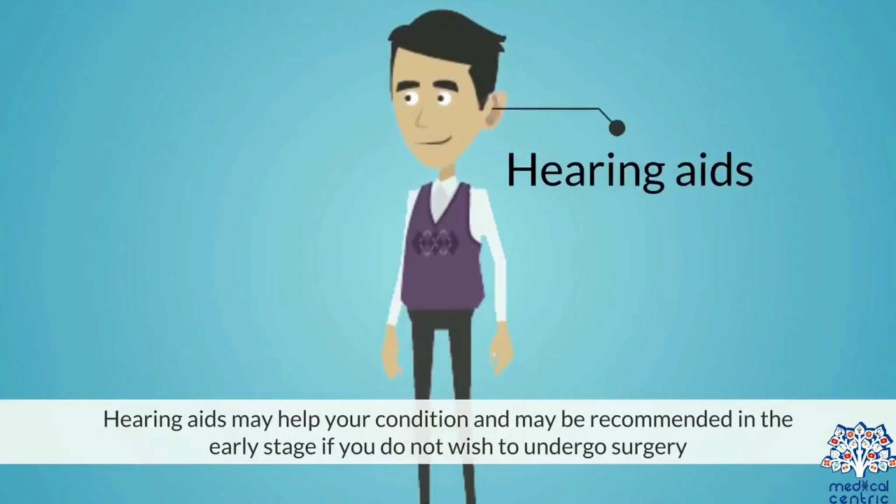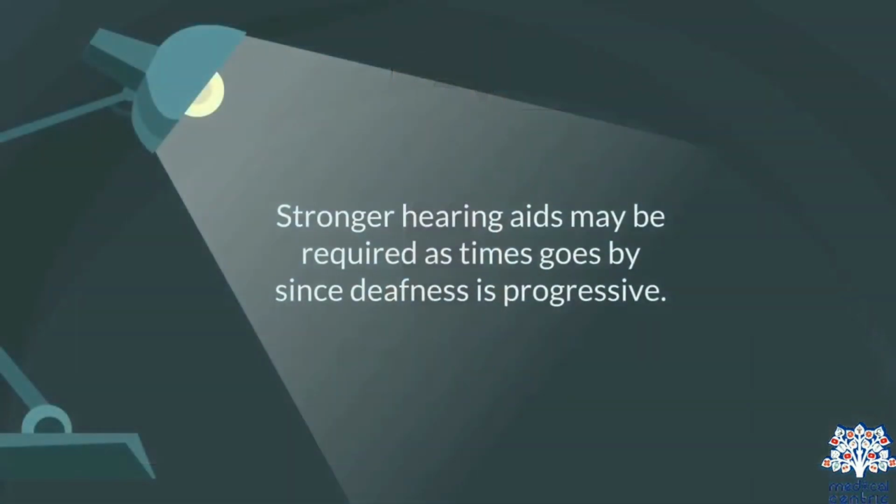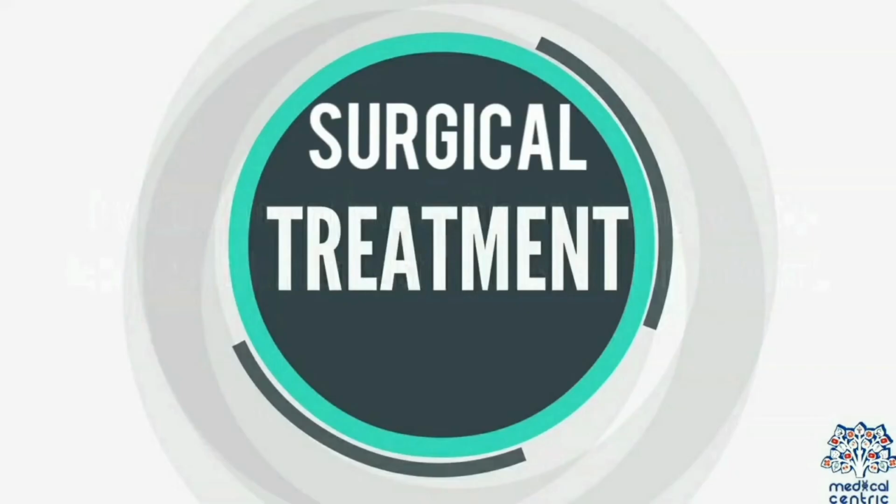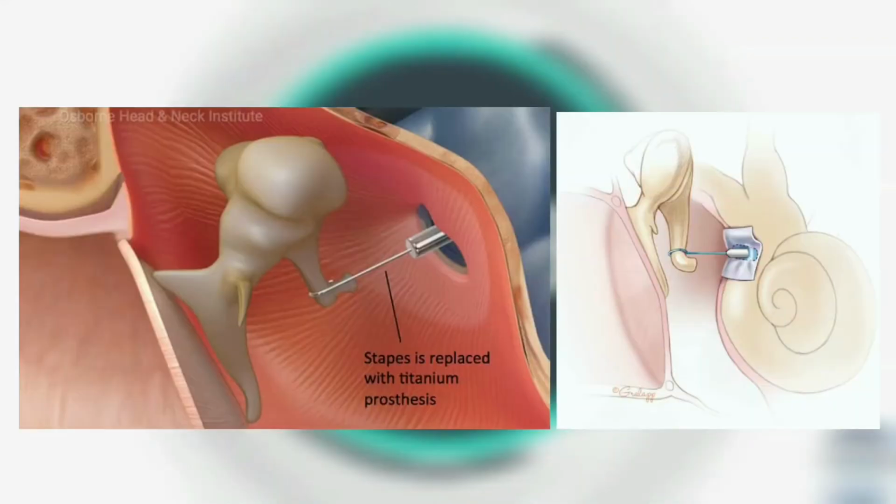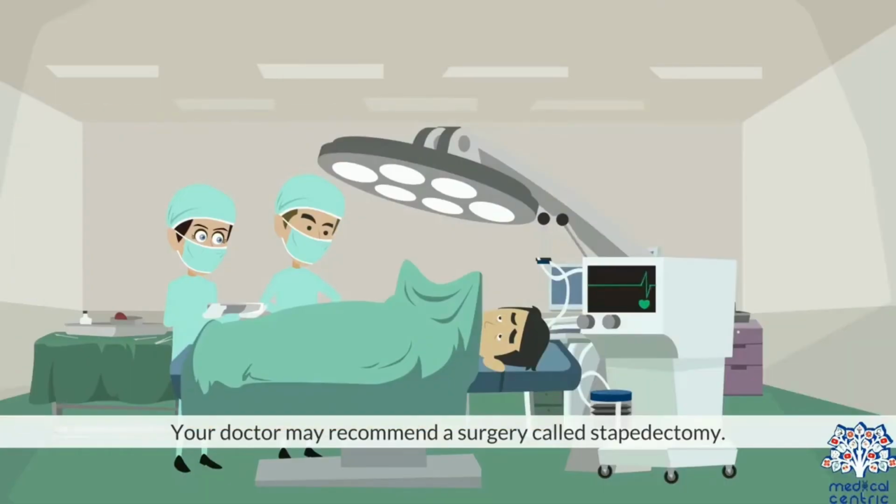Hearing aids may also help your condition and may be recommended in the early stage if you do not wish to undergo surgery. Stronger hearing aids may be required as time goes by since deafness is progressive. Surgical treatment. One of the two surgical procedures that may be performed are stapedectomy or stapedotomy. The physician may recommend a surgery called stapedectomy.